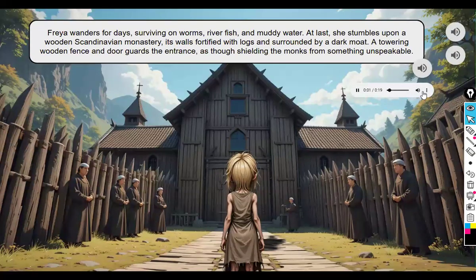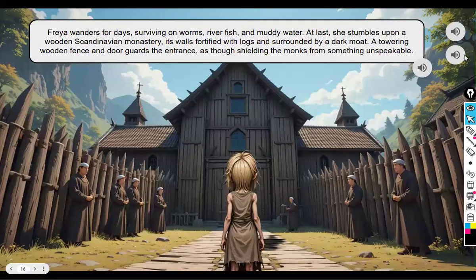Freya wanders for days, surviving on worms, river fish, and muddy water. At last, she stumbles upon a wooden Scandinavian monastery, its walls fortified with logs and surrounded by a dark moat. A towering wooden fence and door guards the entrance, as though shielding the monks from something unspeakable.